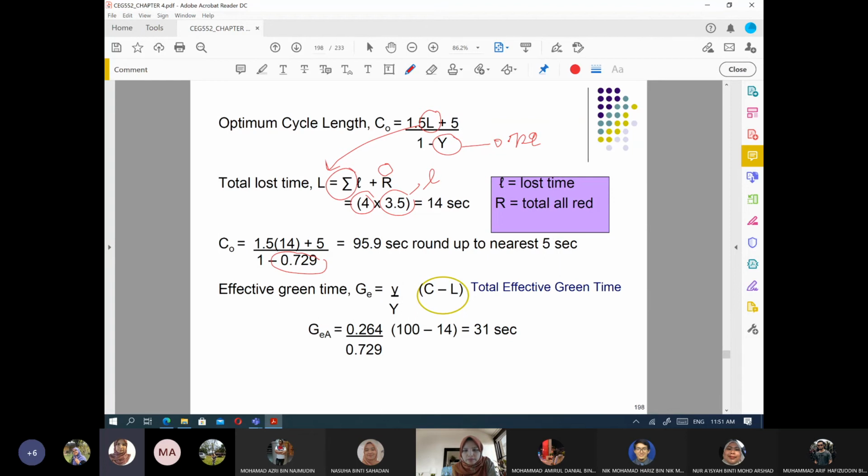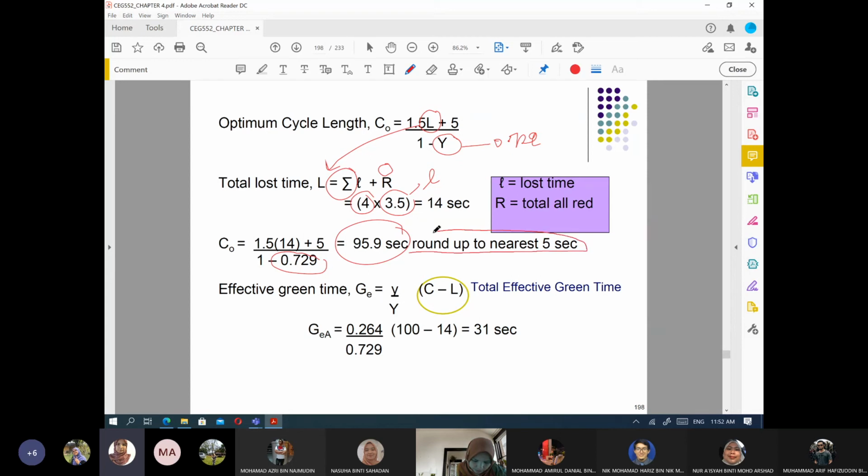Please bear in mind, this is the famous mistake that students might do. Most of the time, dia tak darab dengan berapa intersection yang dia ada tu. So dah dengan 4, then you put it into the equation lah. Dapat dah 1.5 darab 14 campur 5 bahagi 1 tolak 0.729. You dapat 95.9.